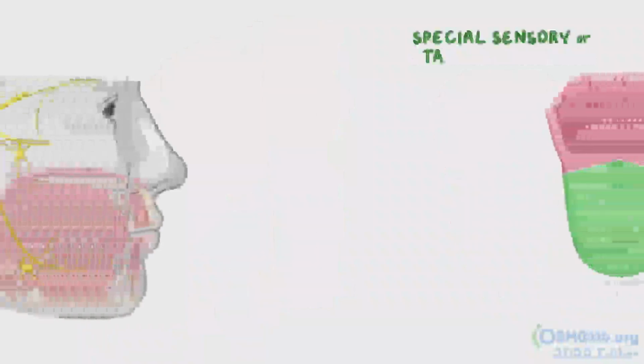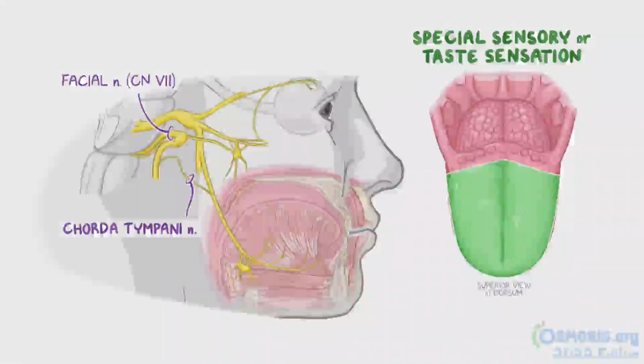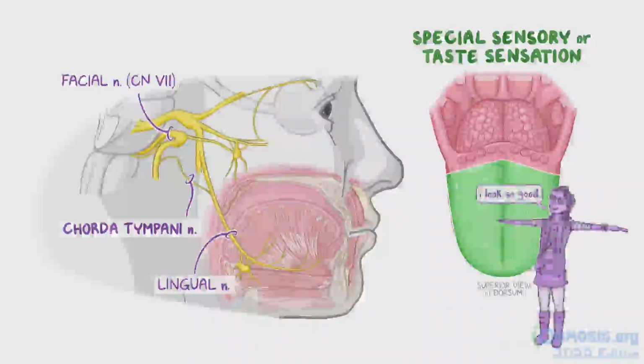Special sensory or taste sensation of the anterior 2/3 of the tongue is relayed to the brain via the chorda tympani nerve, a branch of the 7th cranial nerve, the facial nerve. The chorda tympani also exits the skull into the infratemporal fossa, where it merges to hitch a ride with the lingual nerve to get to the anterior 2/3 of the tongue, which allows the special afferent fibers to relay special sensation back to the brain, making sure we all have impeccable taste.